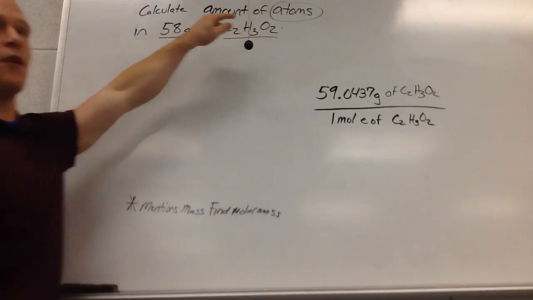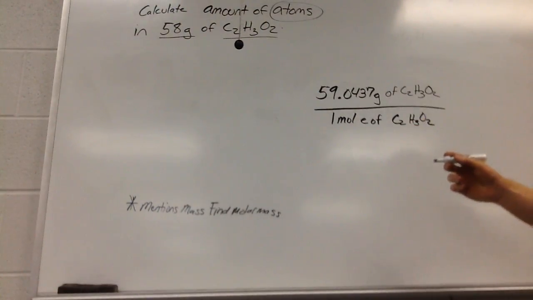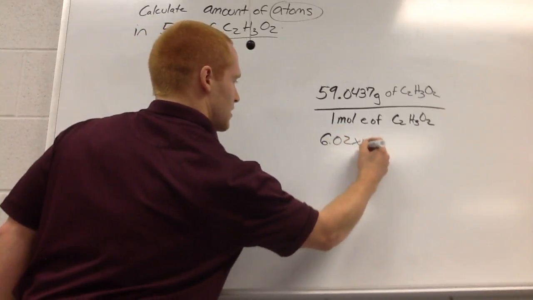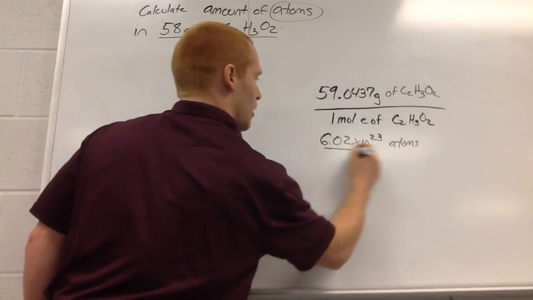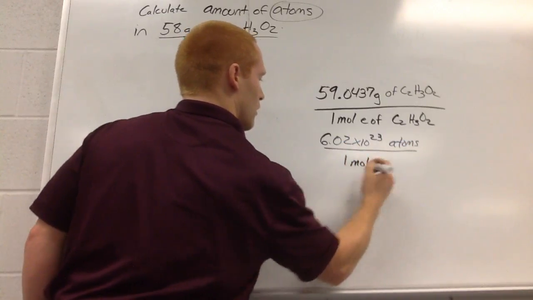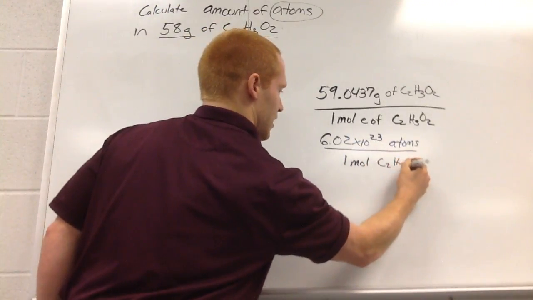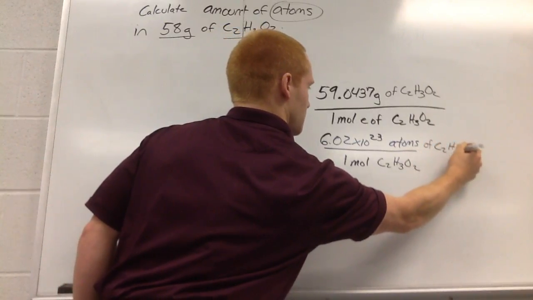It also says something about atoms or molecules. What that means is, if it ever says anything about atoms or molecules, you're always going to have to use Avogadro's number. And Avogadro's number is 6.02 times 10 to the 23rd atoms per 1 mole of whatever substance you're talking about. Since we're talking about acetate, I'll put that there. It should be atoms of acetate as well.